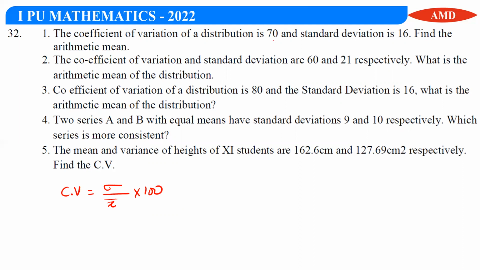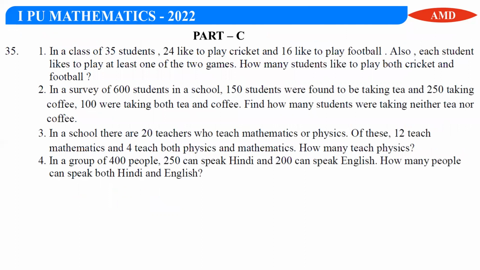For example, in the first question, they have given CV as 70, standard deviation, that is sigma, as 16, and we'll have to find out x bar, that is the arithmetic mean. So just substitute, simplify, and you'll get the answer. All you need to remember is this one formula.